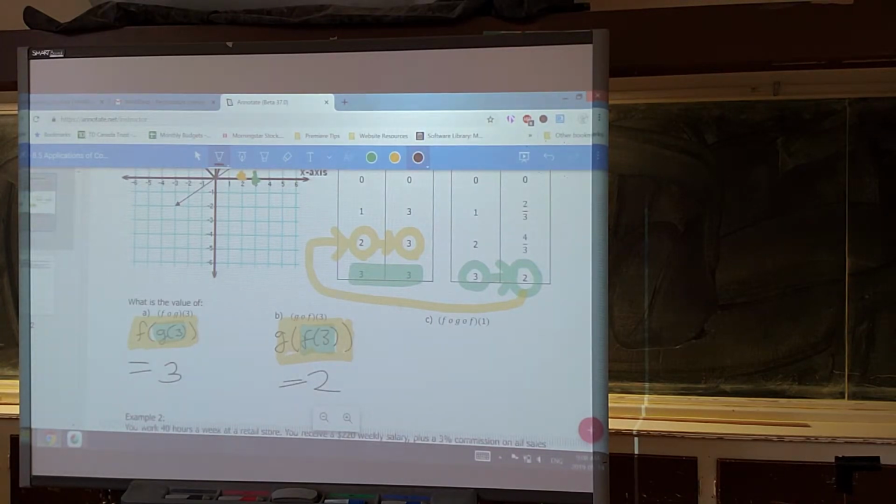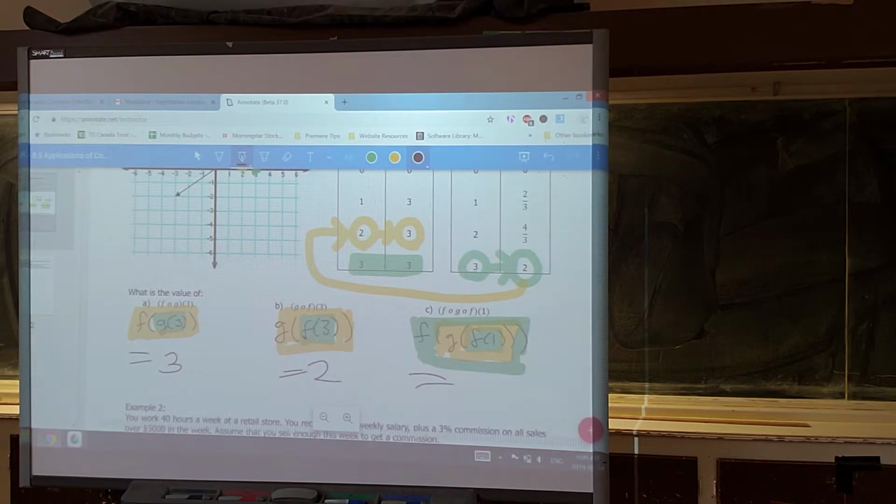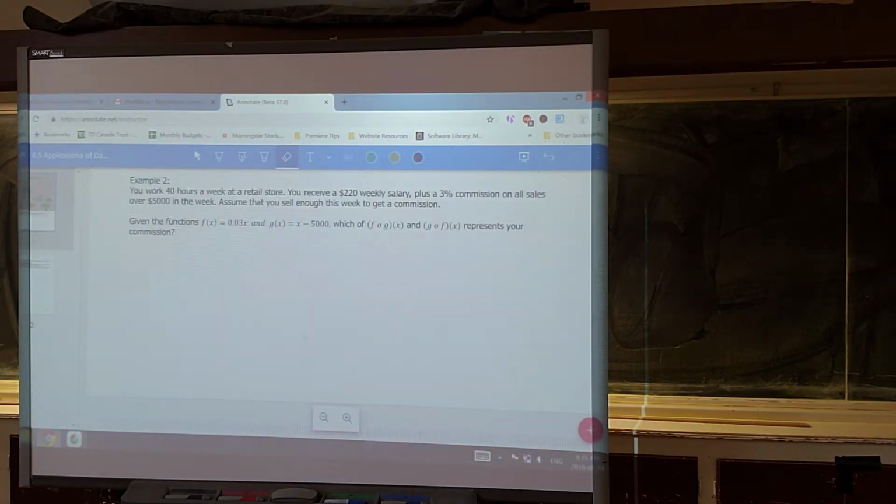So, ready? What is f of g of f of 1? Let's work from the inside out before doing the last one. That's getting tricky. F of 1 gives you a value of 3. If you plug that in, it gives you a value of 2, and if you plug that in, it gives you a value of 3. The answer would be 3.